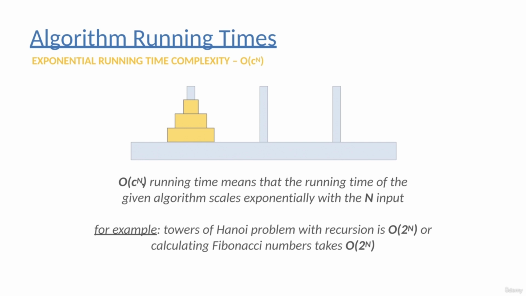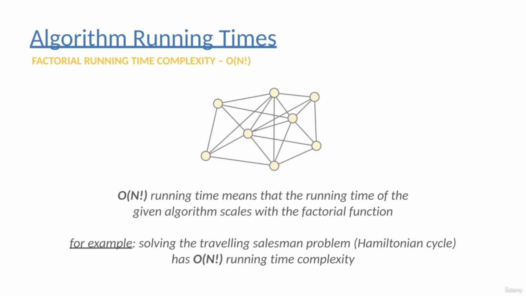So we have ordo c to the power of n. It means that the running time of the given algorithm scales exponentially with the input. So for example, the Towers of Hanoi problem with recursion has ordo 2 to the power of n running time complexity, or calculating the Fibonacci numbers takes ordo 2 to the power of n as well. So as you can see, in this case, the running time scales exponentially with the input size. If we double the input size, then essentially the running time will be exponentially slower. Okay, this is the exponential running time complexity.